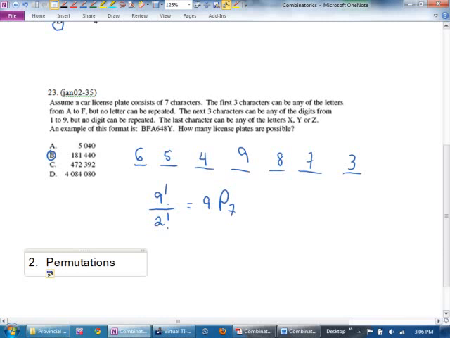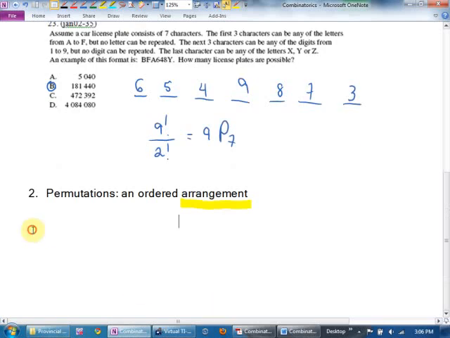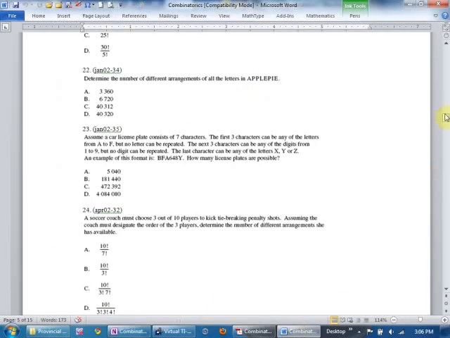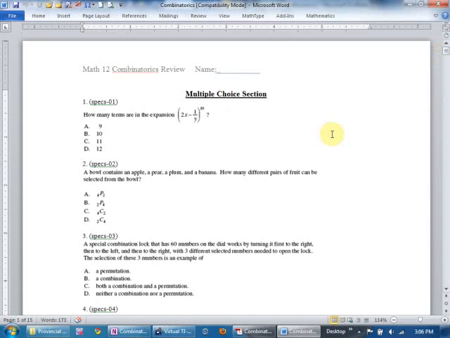Permutations. Now, this is an ordered arrangement. And this goes back to Kyle's question then. Kyle, one of the ways that I can tell it's a permutation is if they use the word arrangement and they don't use the word unordered in front of the word arrangement. Show you what I mean. If I go back to the review, back to number one, let's see. So in a permutation, order matters.